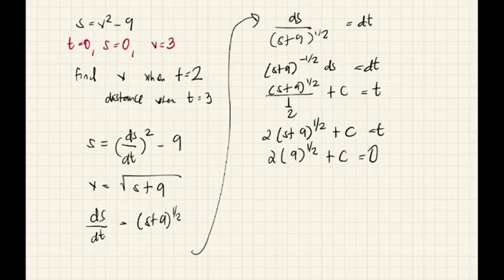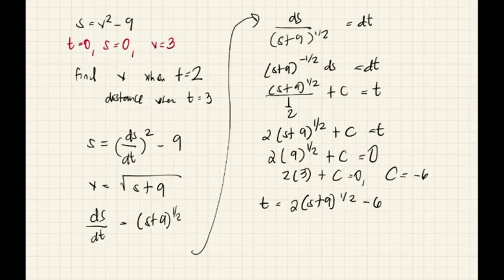So, 2 times 3. Square root ng 9 yan eh. Yung square root ng 9 is 3. Tapos plus C equals 0. Then we can see that C equals negative 6. Tama? So we can write this equation as time equals 2 times S plus 9 raised to 1 half plus C na negative 6. So yan. So we now have the relation of time and displacement.